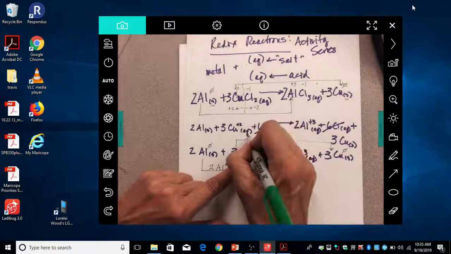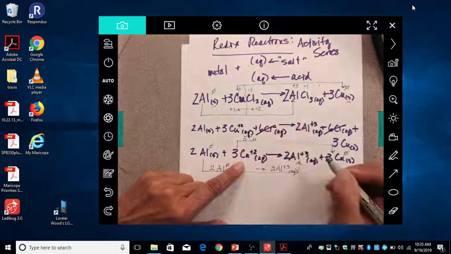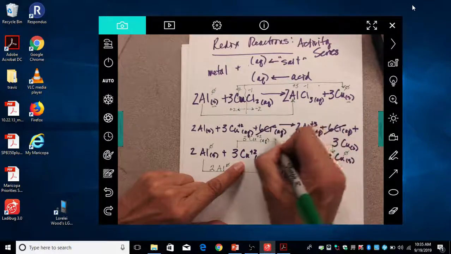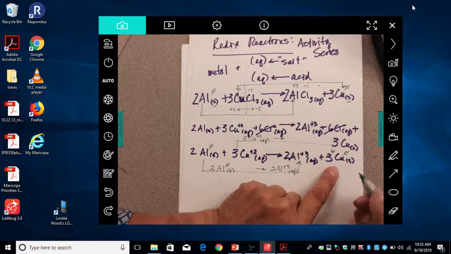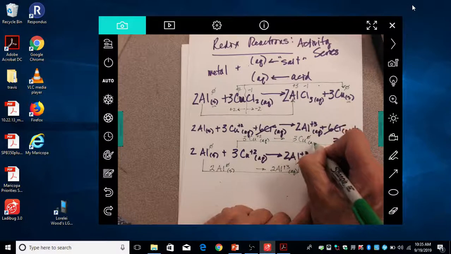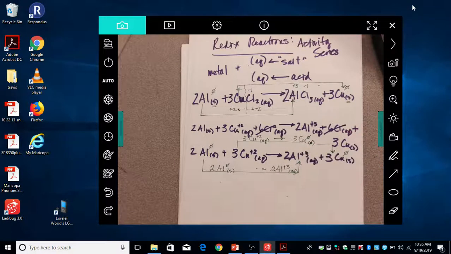I'm going to write this half reaction here. 3 copper ions with a +2 charge in aqueous solution yields 3 copper atoms with a 0 charge as a solid. So did I write that right? Yes, I did. Okay.